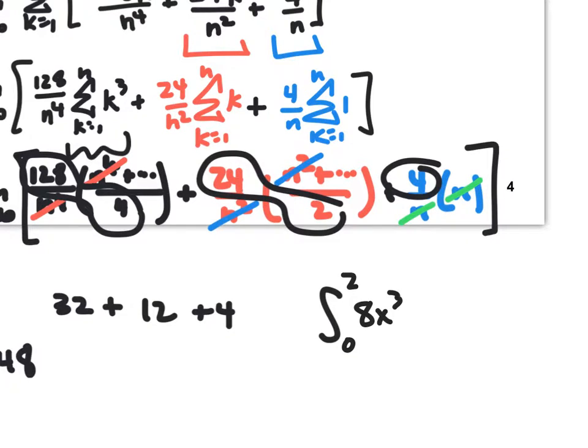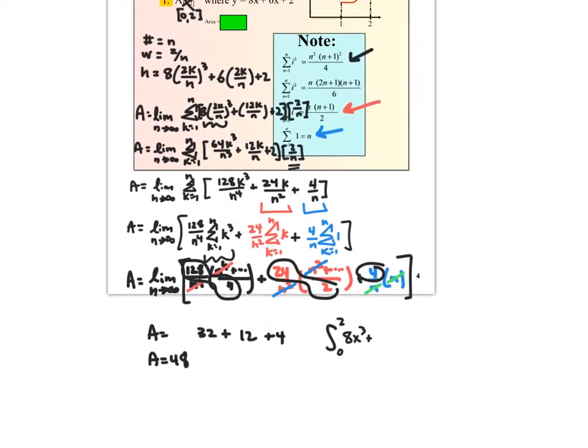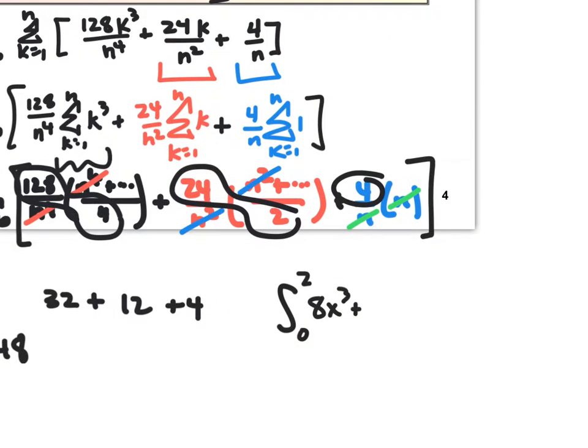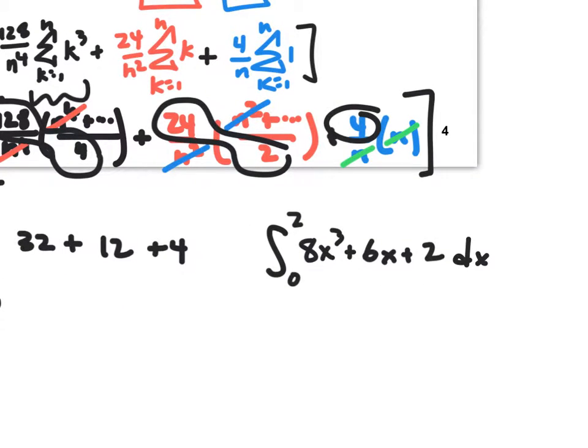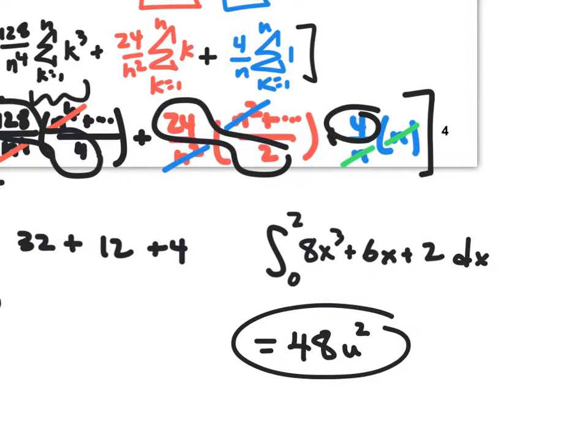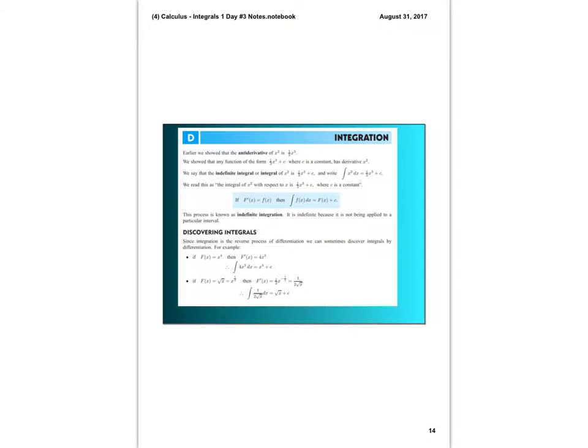8x cubed plus, what is it, 6x? Yeah, 6x plus 2. Integrate it. Use the fundamental theorem of calculus. And you'll go ahead and you'll most likely, hopefully, get that area of 48 units cubed. All right, little review there of Archimedes.